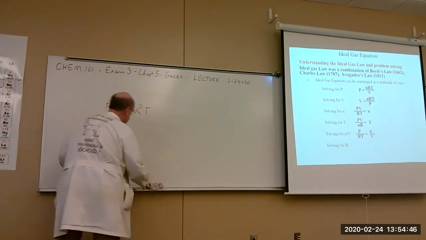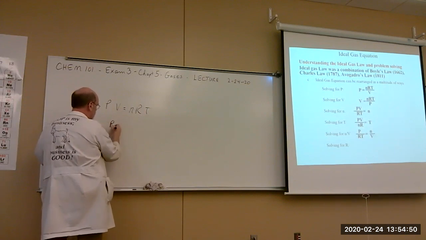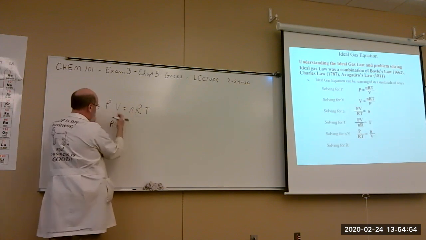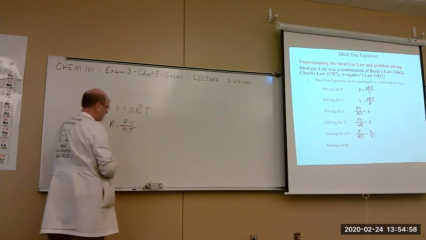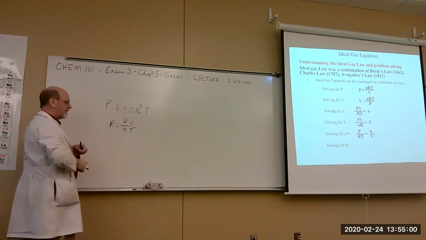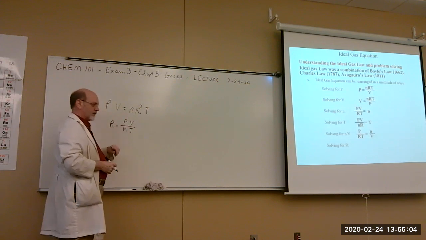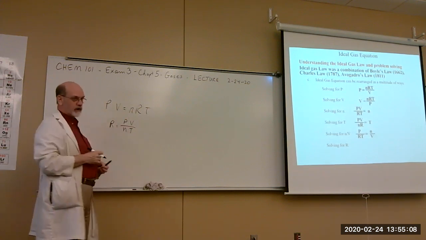If you use this equation and solve for R, let's put R on this side and put the other variables over here: PV over NT. Then, if we put in values that we know to be true, we can calculate what R is.